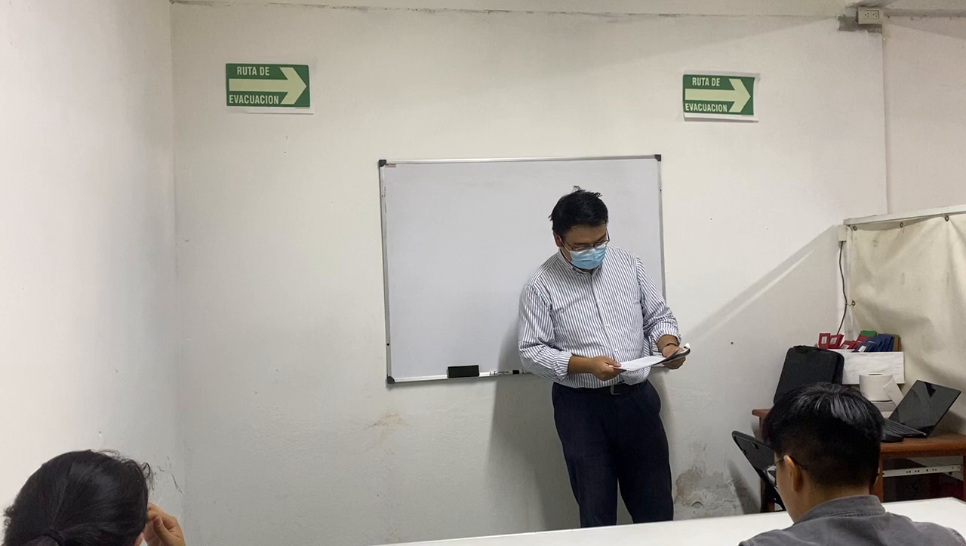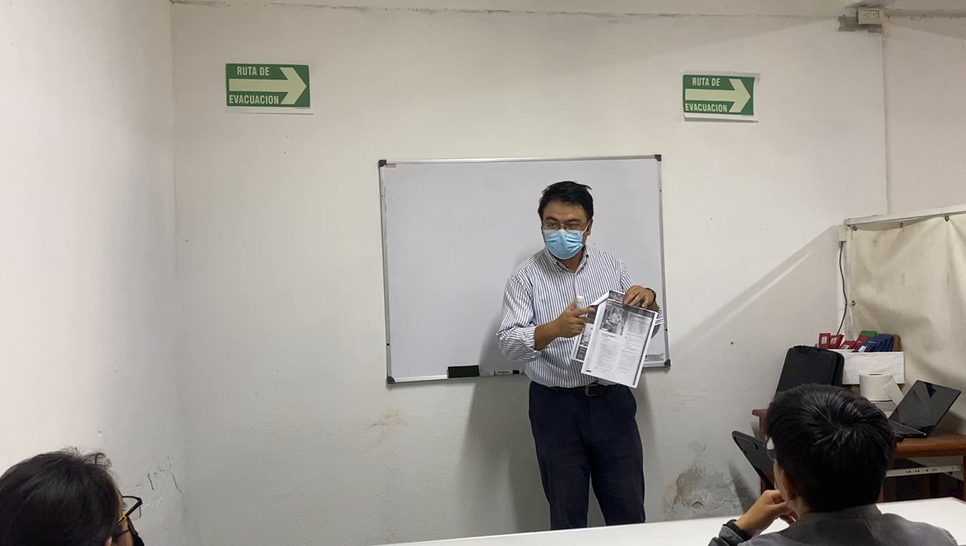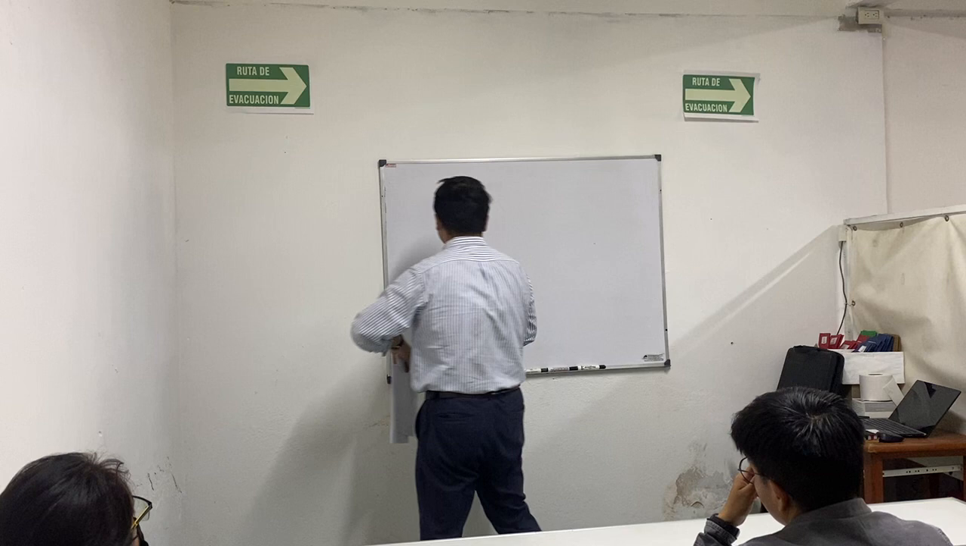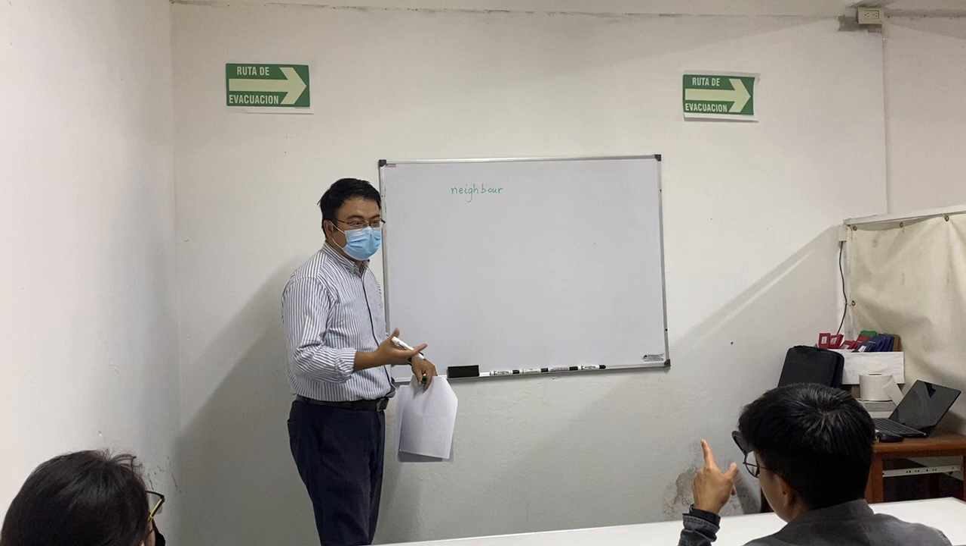And here we can see the spelling of neighbor in British English. Because actually in British English and American English, they have different spellings, but the same word. So in British English, it's N-E-I-G-H-B-O-U-R. Yes, this is British English.